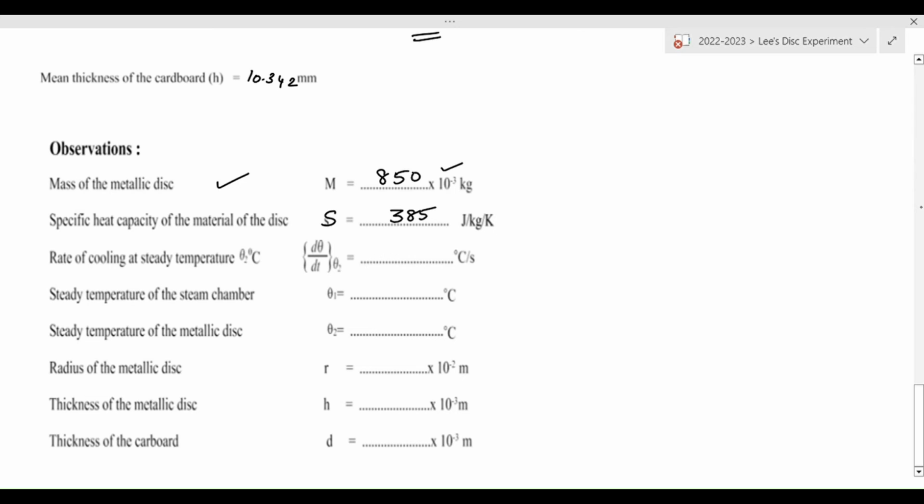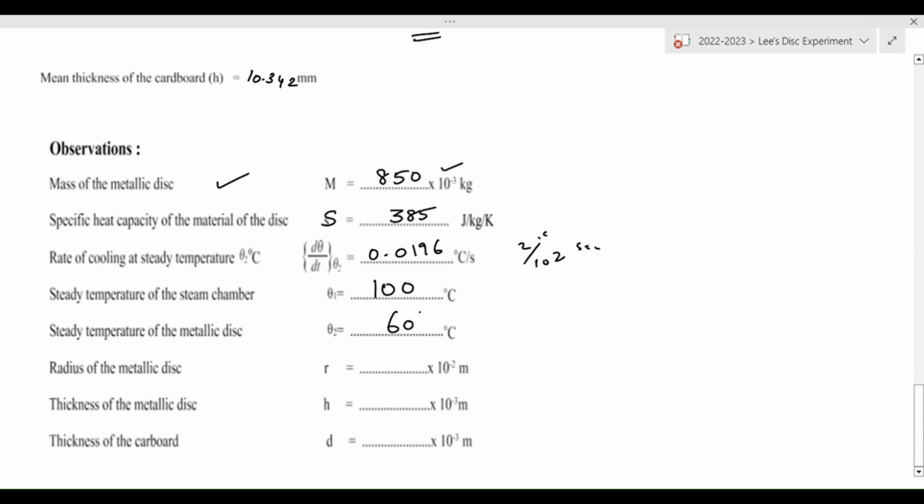And then d theta by dt around theta 2. The rate of cooling around theta 2, we found, is 0.0196, that is 2 degrees Celsius divided by 102 seconds. The steady state temperature of the steam chamber, theta 1, is 100 degrees Celsius. Similarly, the constant temperature shown by the metal disc is 60 degrees Celsius, that is theta 2.